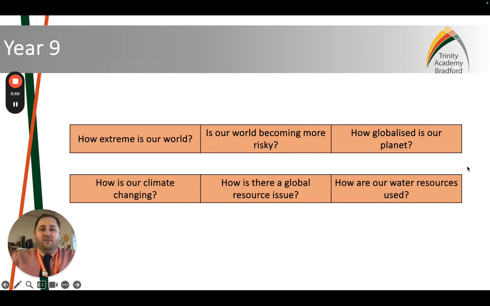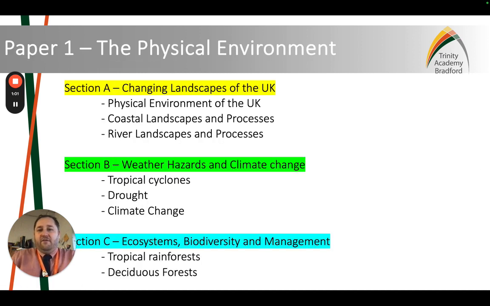At GCSE, from Year 10, we follow the Edexcel specification A, and we look at 3 different papers. Paper 1, which will be sat at the end of Year 11, is called The Physical Environment, and that has 3 sections. Section A is looking at the changing landscapes of the UK, and we look at the overall changes to the environment in the UK. We look at coastal landscapes and processes, looking at different coastal landforms and the conflicts that occur at the coast. We then look at river landscapes and processes.